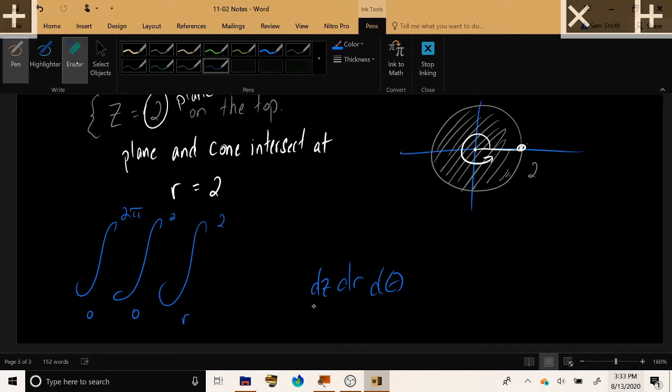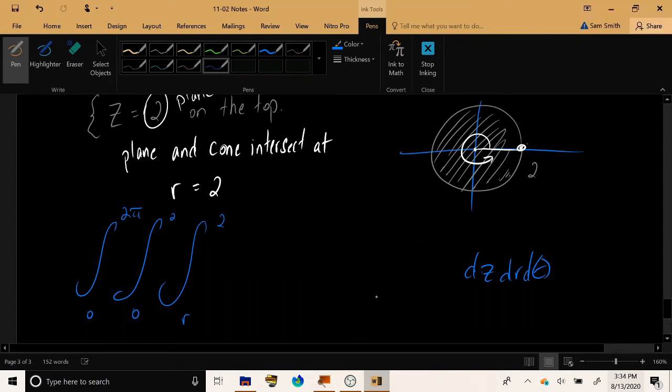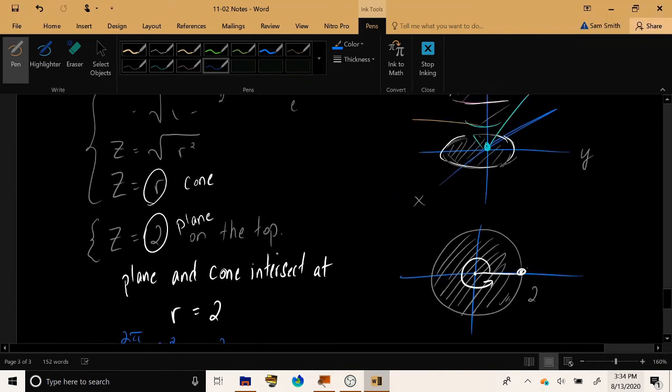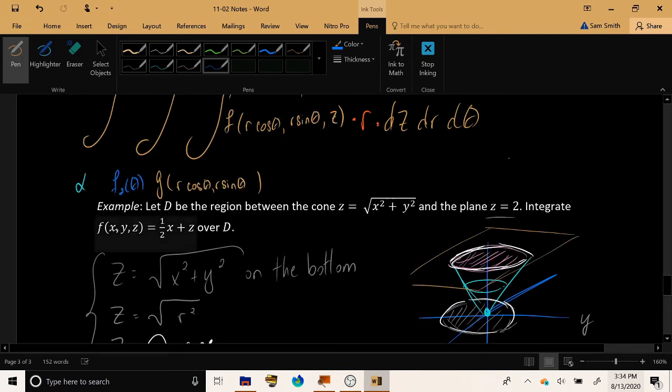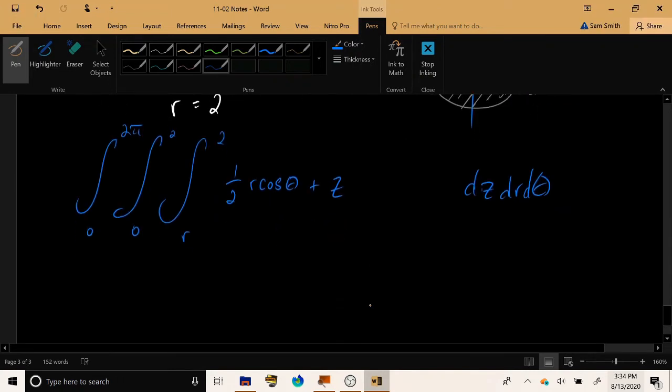Okay, I probably should have left myself some more space here. Let's do dz, dr, d theta all the way over here, because the time has come now to consider not just my limits of integration, but also my integrand. So I'm integrating the function f of xyz equals 1/2 x plus z. Now the coordinate x is not permitted in cylindrical coordinates, so I'm going to have to replace x with its cylindrical equivalent, r cosine theta. But z is just fine in cylindrical coordinates, so it gets to stay put.